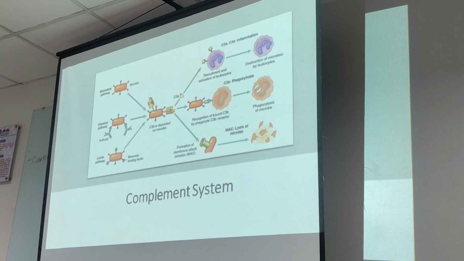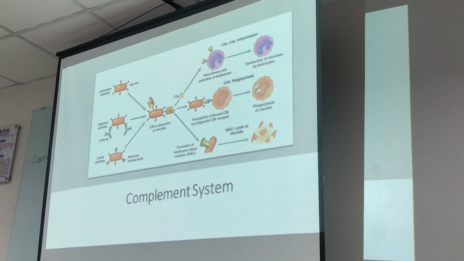What's important in understanding the complement system is to remember the different complement proteins that play a vital role in the immune response. For example, C5a and C3a are modulators of inflammation. They're also considered anaphylatoxins. They're responsible for the recruitment and activation of leukocytes, and the destruction of microbes by leukocytes as well.